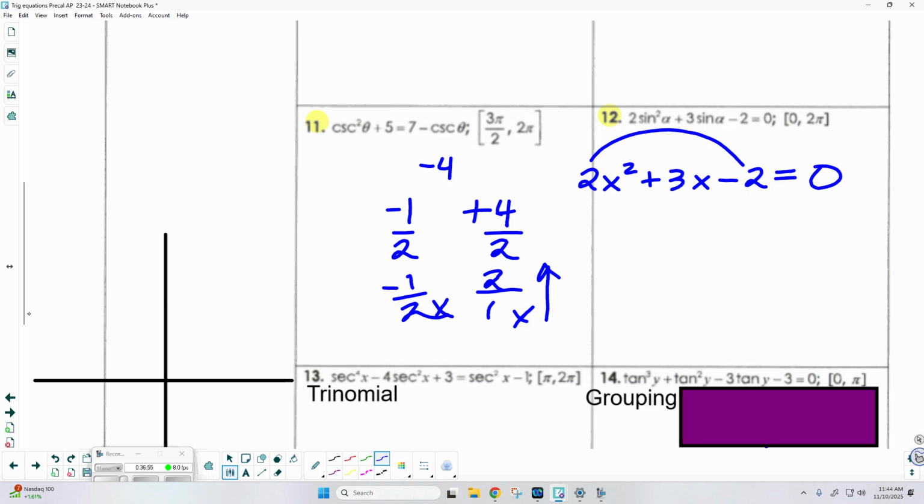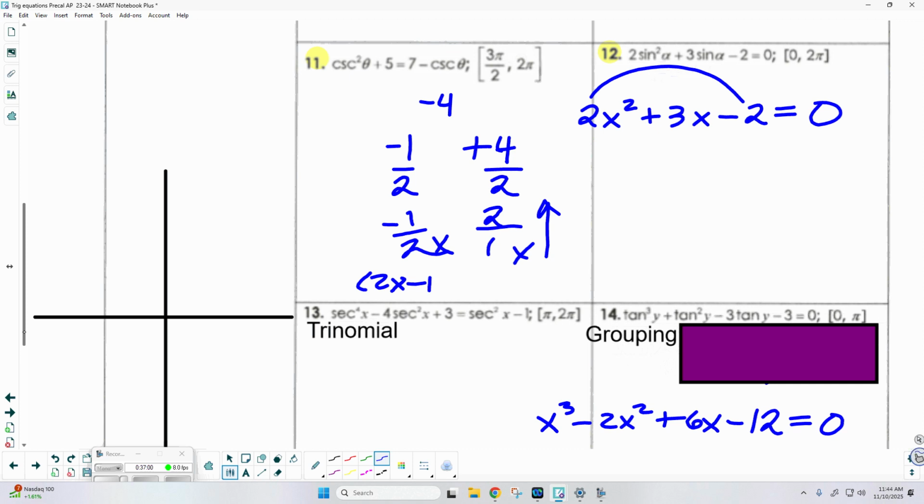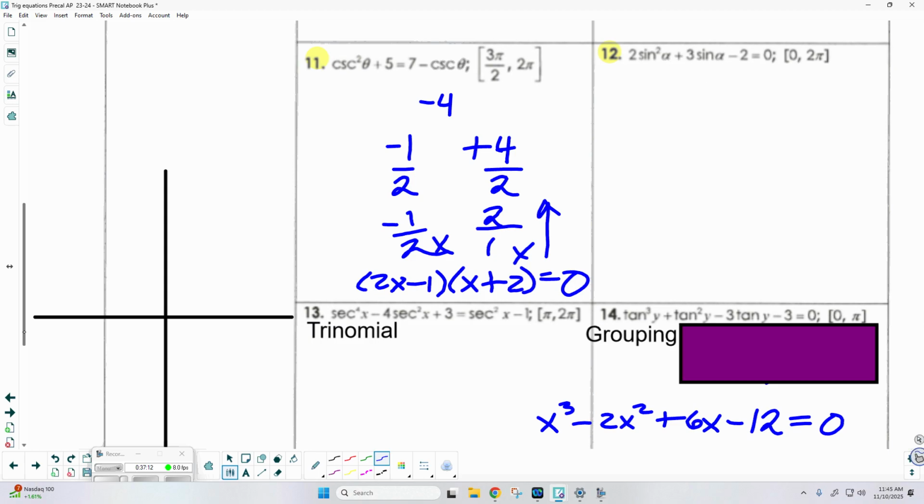So what are my two groups? 2x minus 1 and x plus 2. Now, the only thing is we're not working with x. What are we working with? Sine. Okay. So I'm going to take this factored version and I'm just going to rewrite it. So 2x minus 1, that's 2 sine of alpha minus 1 times x plus 2, sine of alpha plus 2. That is horrible looking.